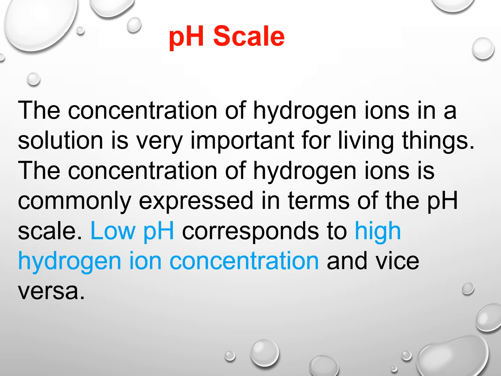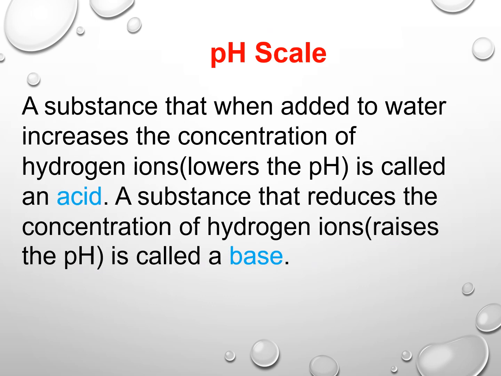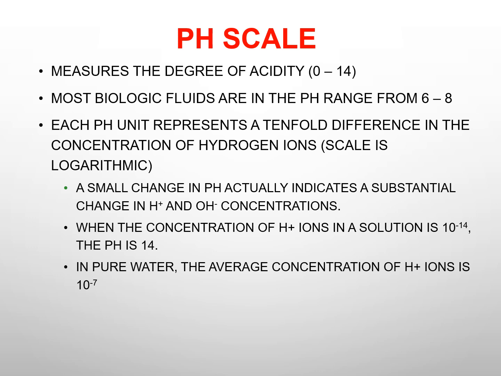So then the pH scale. The concentration of ions in solution is very important for living things. Low pH corresponds to high hydrogen ion concentration and vice versa. The concentration of hydrogen ion is commonly expressed in terms of the pH scale. A substance that, when added to water, increases the concentration of hydrogen ions is called an acid. A substance that reduces the concentration of hydrogen ions and raises the pH is called a base.